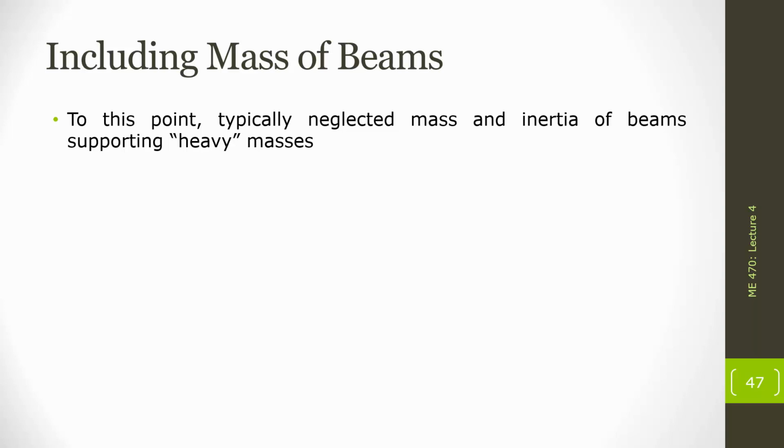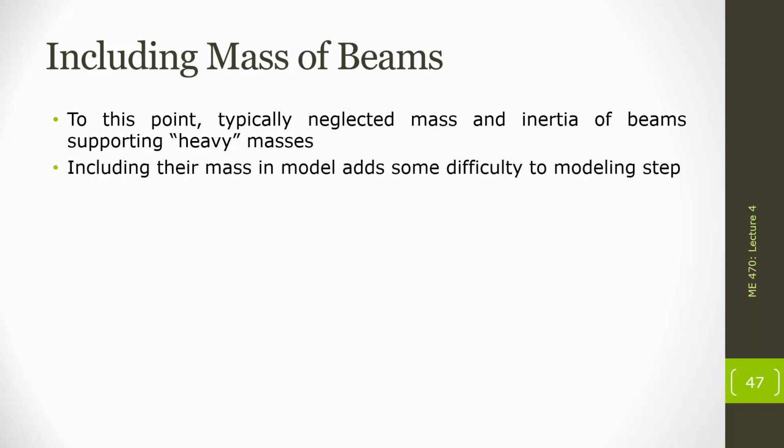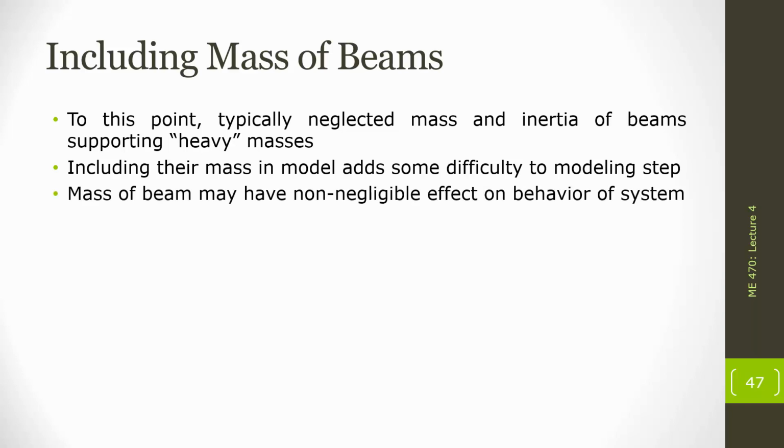While this simplified our analysis by not having to consider the mass of these deformable objects, it's not necessarily accounting for all the mass in the system that is going to be important. Now, why did we ignore this? As we're going to see, accounting for the mass of these deformable objects is going to add some difficulty while we're in our modeling step to include it into the equivalent mass. But if the mass of the beam or the deformable object has a non-negligible amount of mass, then this could have a pretty big influence on the behavior of our system because it could really impact what the equivalent mass in the system is.